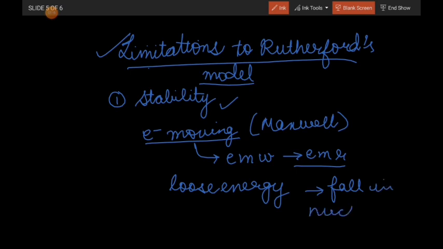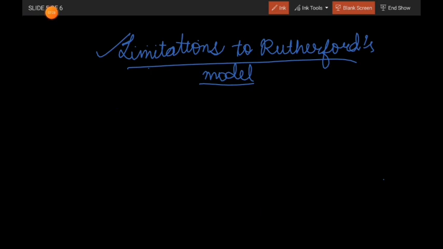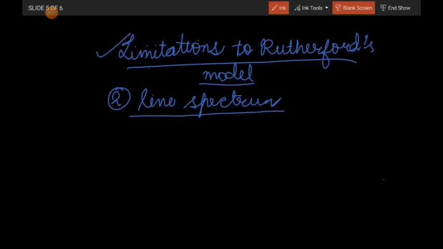For this, Rutherford could not give any possible explanation as to why the electron does not fall inside the nucleus. The second hint that we can draw was about the line spectrum. As I already told you, when the electron is absorbing the energy, then there should be some line spectrum that we should observe because it is moving to a higher level. So there should be some line spectrum, but there is no such proof in the Rutherford atomic model, no explanation for the line spectrum which we observe in the hydrogen atom.